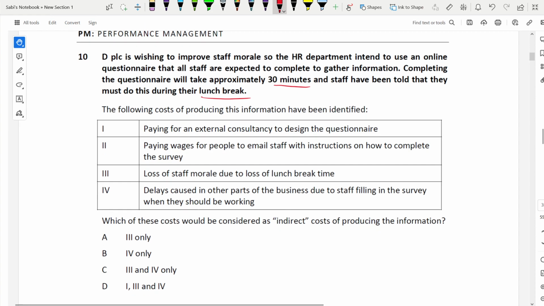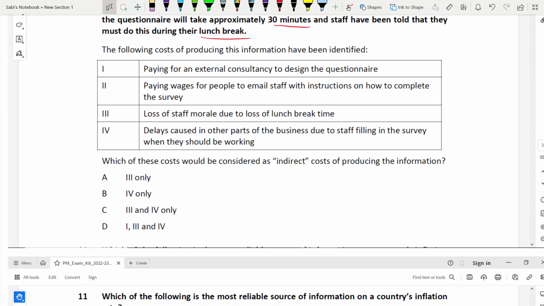First one, paying an external consultancy to design the questionnaire. Second, paying wages to email staff. Third, loss of staff morale due to loss of lunch break time. Fourth, delay in other parts of the business because they were filling in the survey. So the correct answer is C. These two are the indirect costs, whereas the first two are direct costs of having the survey.